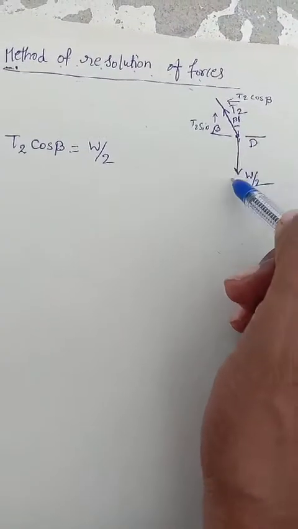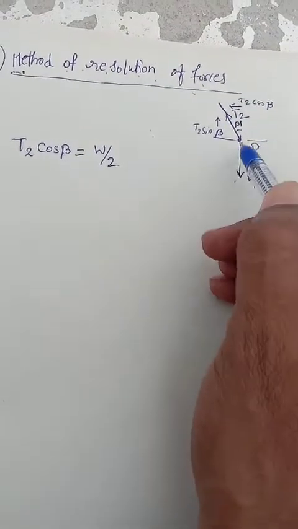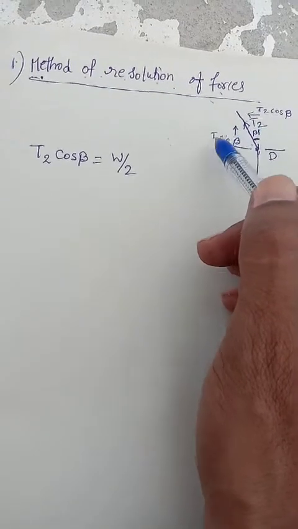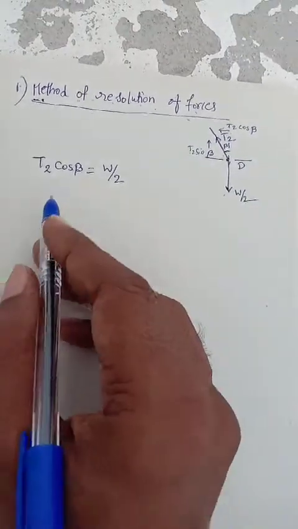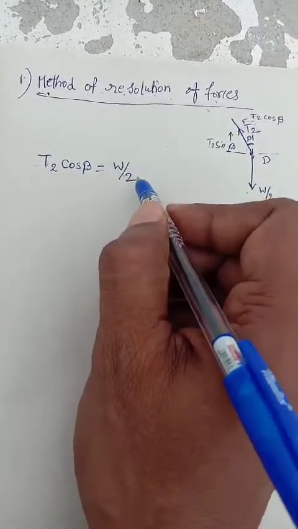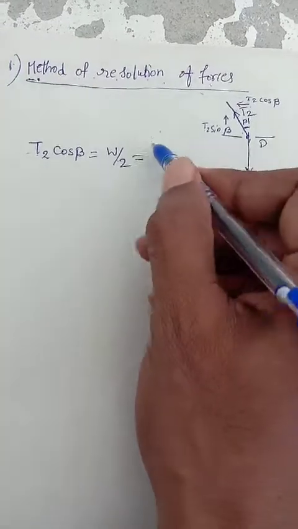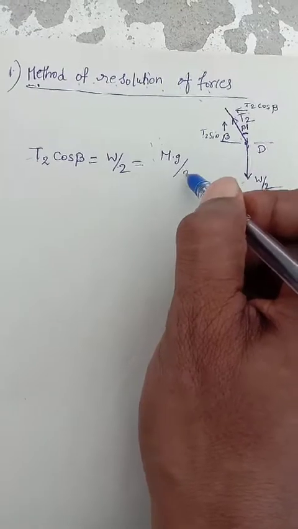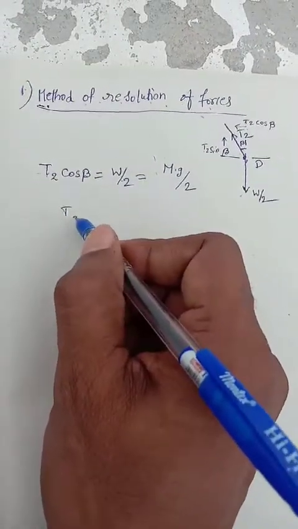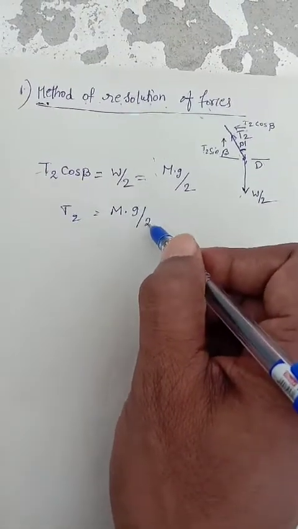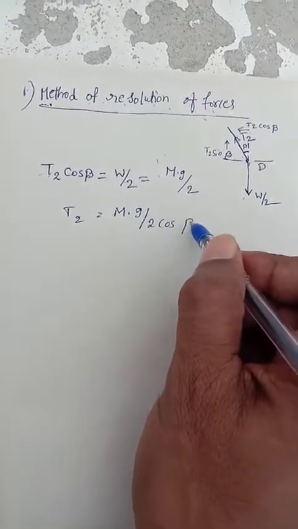I draw here these two forces, T2 and W by 2. This is resolved because the angle is beta, so we get a vertical force and a horizontal one. Now I write the equation like this: T2 cos beta is equal to W by 2, and we know very well capital W is equal to M into G by 2. So T2 is equal to capital M into G divided by 2 cos beta.